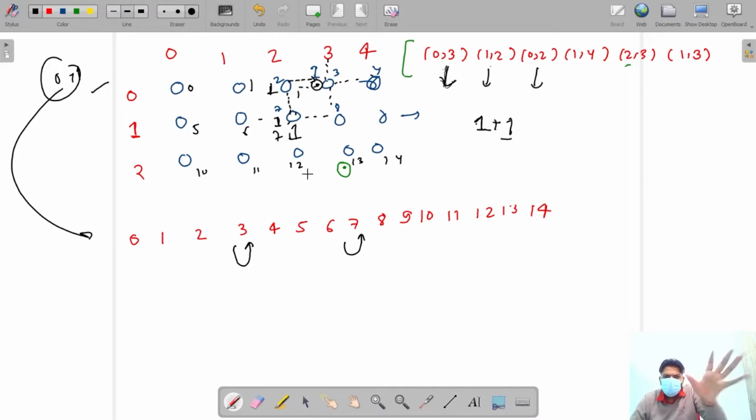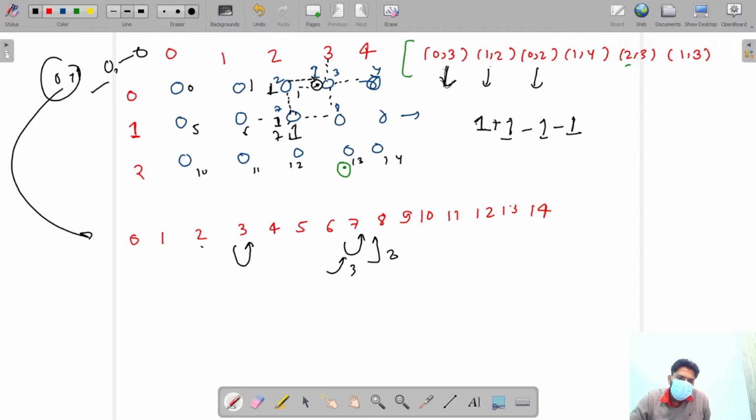Then the 0,2 will make a pair with 7 and also 3. Then it makes another pair. This 2 makes another pair with 7, and 3 also makes a pair with 2. So 3 can also point here. So it decreases the value, because when two islands merge, then it decreases the value.